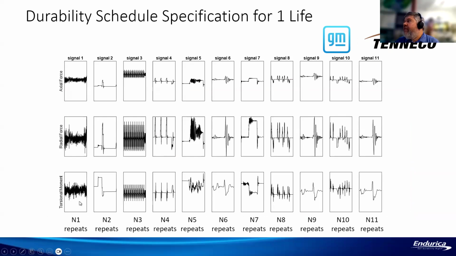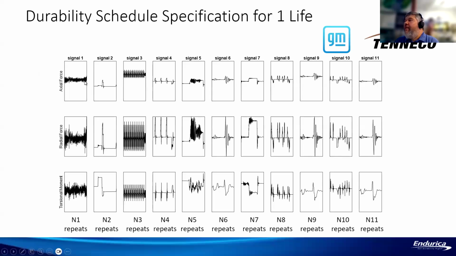So we use the axial, the radial, and the torsional moment as the retained channels. And GM and Tenneco, well, GM specifies a particular schedule. So they say, hey, signal 1 gets repeated a certain number of times, signal 2 a different number of times, and so on. Together, this schedule of events comprises what they call one vehicle lifetime. So when we do the fatigue calculation, what we're computing is vehicle life, and obviously we want to show that the part is going to hopefully last more than one life, but maybe not be so over-engineered that the part is too heavy or too costly.